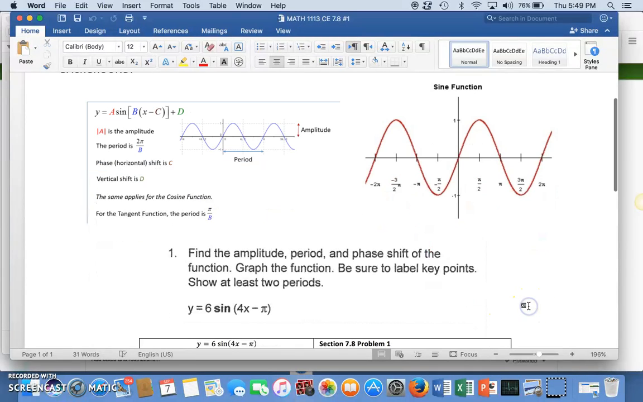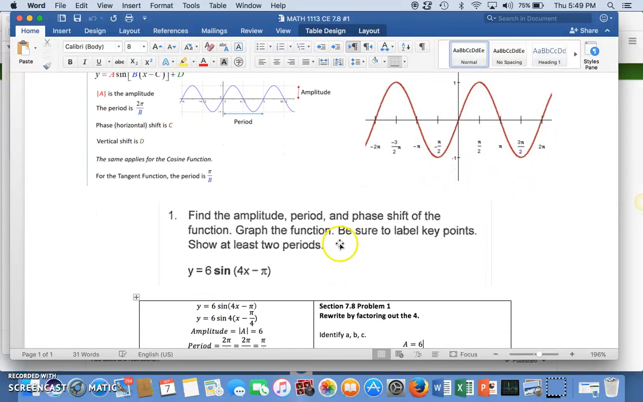Find the amplitude, the period, and the phase shift of this function. Graph it. Be sure to label the key points. Well, the amplitude is the A that's out front. It's 6.